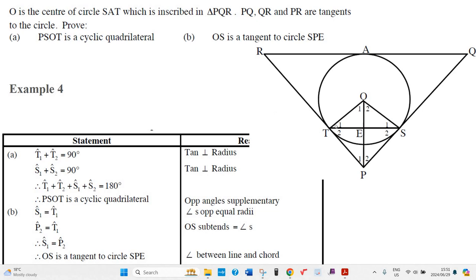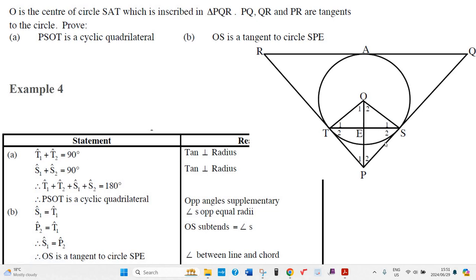Prove the PSOT, prove that it's a cyclic quad. Well, we've got a lot of 90 degrees things going on here because this is a tangent and that's a radius, so T1 and T2 must be 90 degrees. That's what they start off with. And S1 and S2 must be 90 degrees.